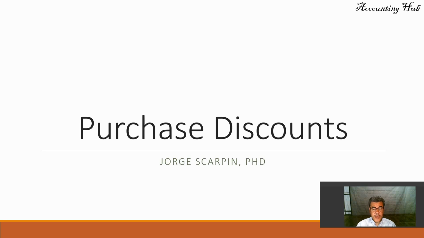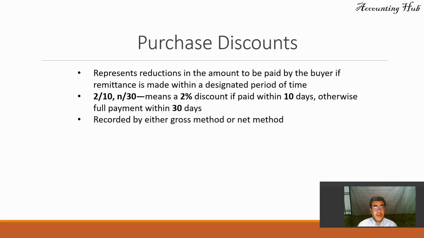I'm Professor George Scarpin, PhD in accounting, and our topic today is purchase discounts. Purchase discount represents a reduction in the amount to be paid by the buyer if remittance is made within a designated period of time. For instance, 2/10, n/30 means a 2% discount if paid within 10 days, otherwise full payment within 30 days, and it is recorded by either the gross method or the net method.